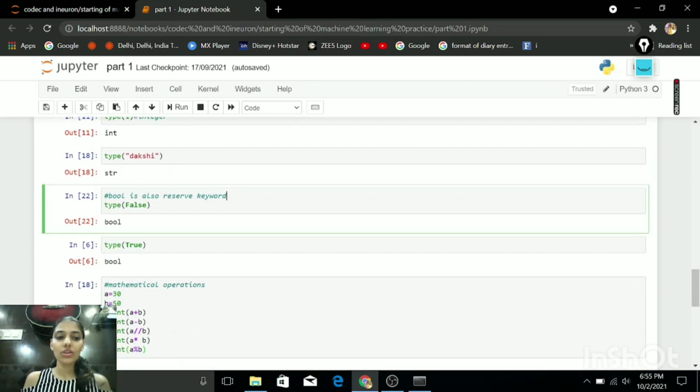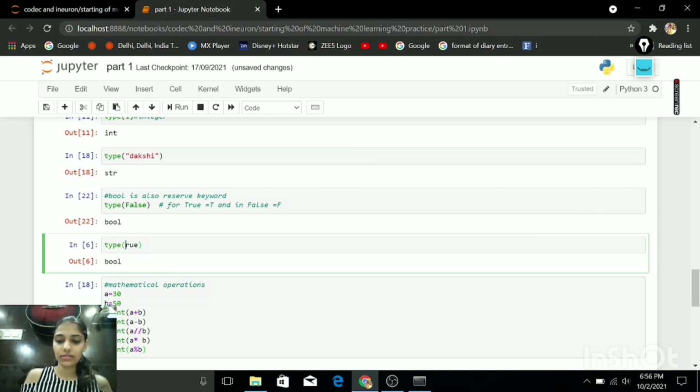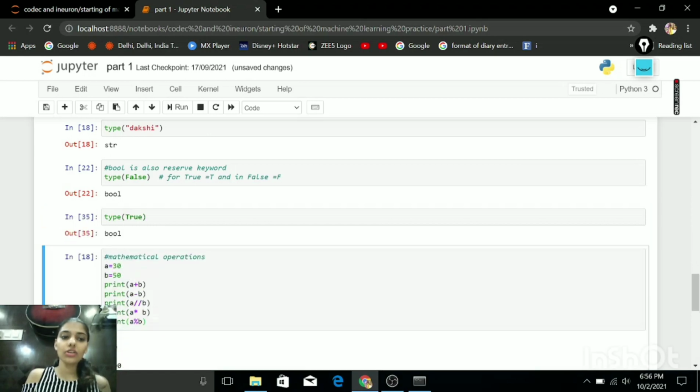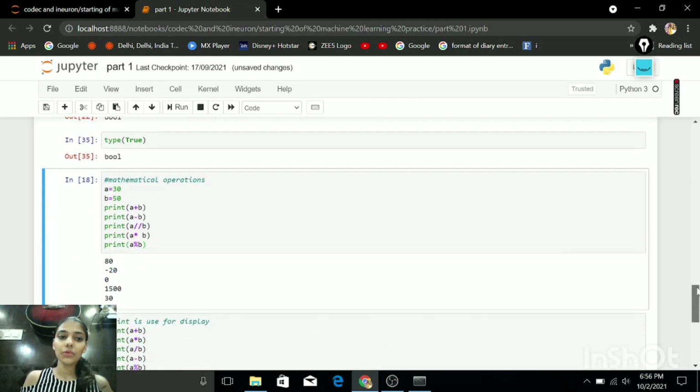So type of 1 is integer, type of Dakshi is str, then type of false and true are bool. So guys, in this I want to tell you, for true, the T should always be capital, and in false, the F should be capital. Okay guys, this is the important thing. If I take a small t, then it says name true is not defined. Why? Because it's not capital. Okay, so it's a bool.